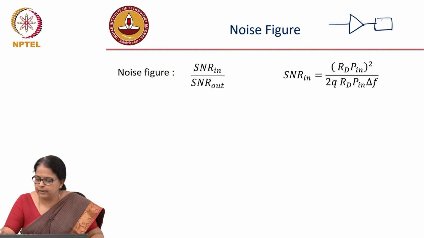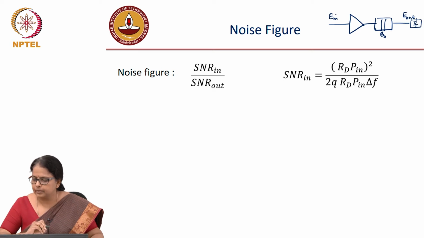So you have a filter whose bandwidth is, let us say, BO. This is my E in. The output of the filter is what I am calling E out, and that is what is falling on my detector, a direct detection receiver.